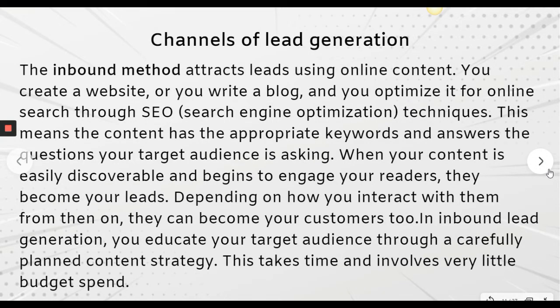Now the inbound method attracts leads using online content. You can then create a website or you can write a blog and you optimize it for online search through SEO or yung tinatawag natin na search engine optimization techniques. This means that the content has the appropriate keywords and answers the questions your target audience is asking. When your content is easily discoverable and begins to engage your readers, they become your leads. Depending on how you interact with them, from then on, they become your customers too.